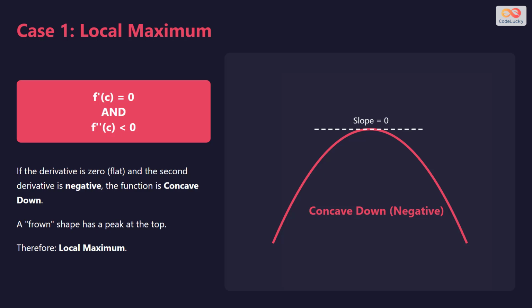Let's look at the first case. If your slope is 0 and the second derivative is negative, the graph is concave down. Since a frown shape has a peak at the top, this point must be a local maximum. Remember, negative second derivative implies a max.